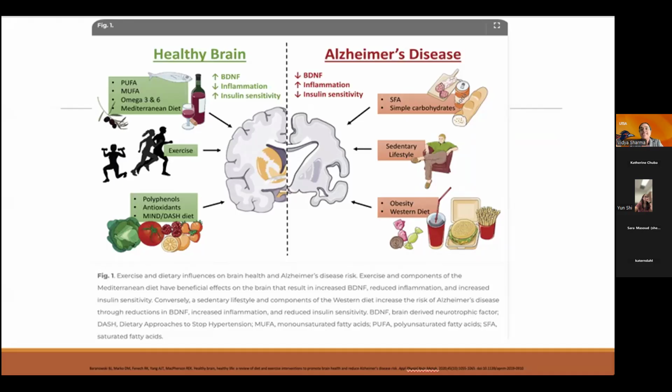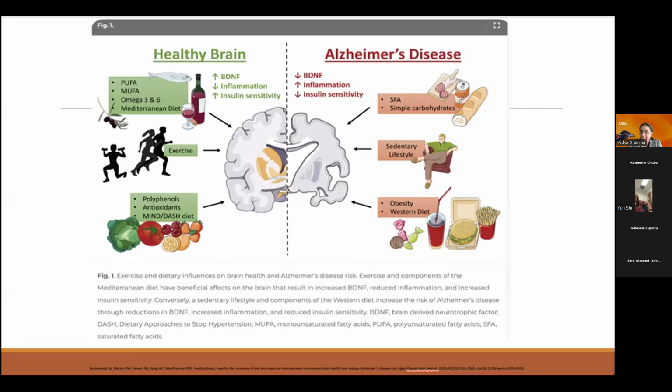Now, on the right side is what you see when someone is predisposing themselves to poor cognitive health, dementia, or Alzheimer's eventually. This is where you're looking at more consumption of saturated fatty acids.